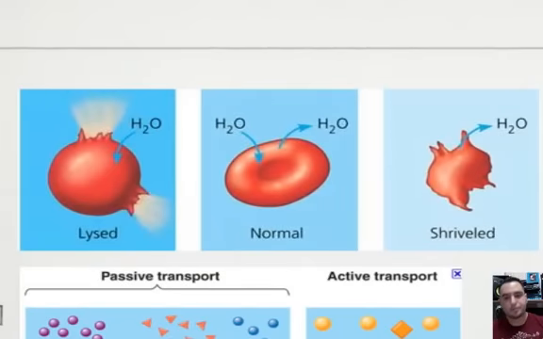Let's look at the function here. We see this image, and it basically shows that it allows some things to go in but not others. So you want to control what goes in. You don't want too much to go in or too little. Too much goes in, the cell can burst. This is what you want, normal balance. Too little goes in, then the cell shrivels.